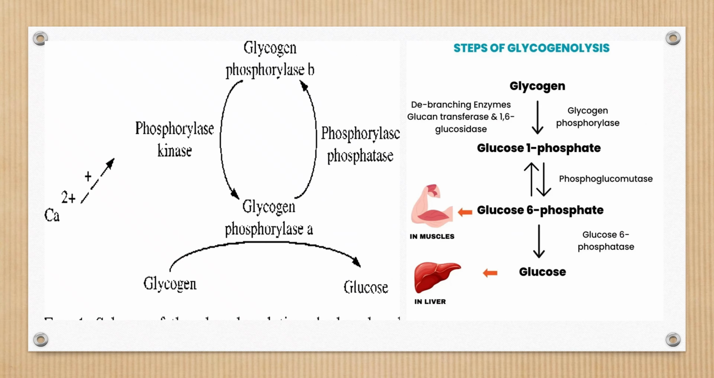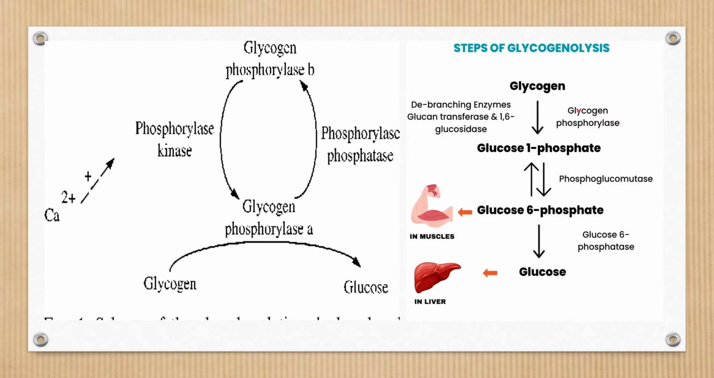Now let's see the steps. This is glycogen. Glycogen is broken down into glucose 1-phosphate by the enzyme glycogen phosphorylase. Glucose 1-phosphate is converted to glucose 6-phosphate by phosphoglucomutase, and glucose 6-phosphate goes to the muscles where it provides direct energy. Later, if glucose 6-phosphate is converted to glucose by glucose 6-phosphatase, it goes to the liver where it is stored in the form of glycogen.